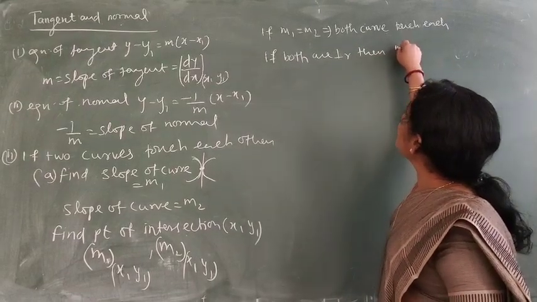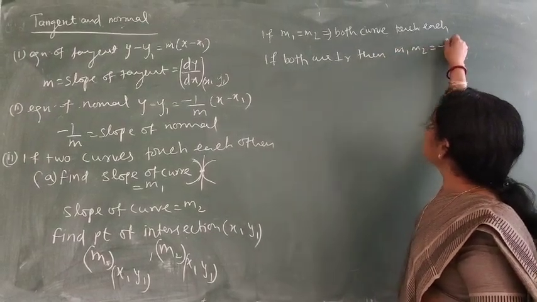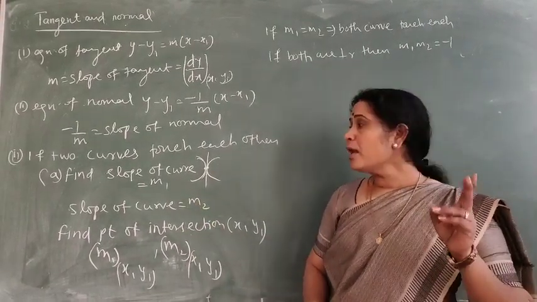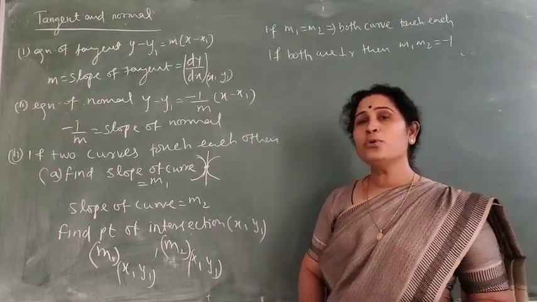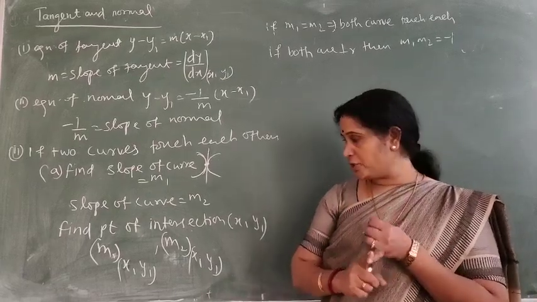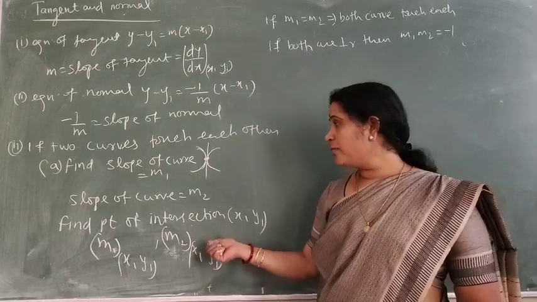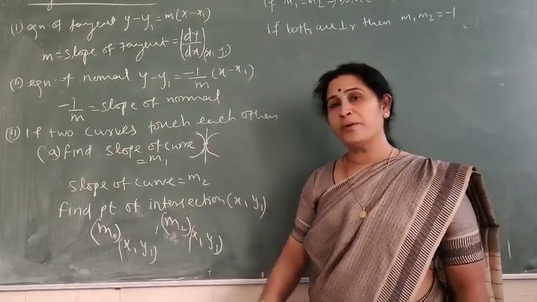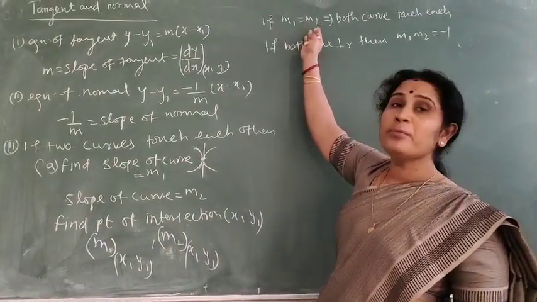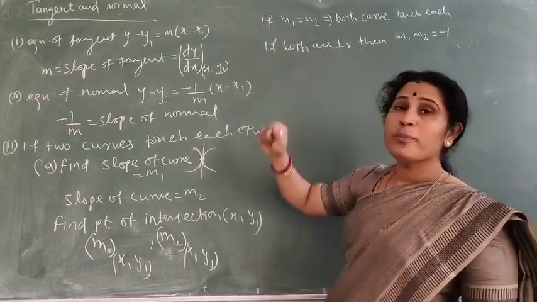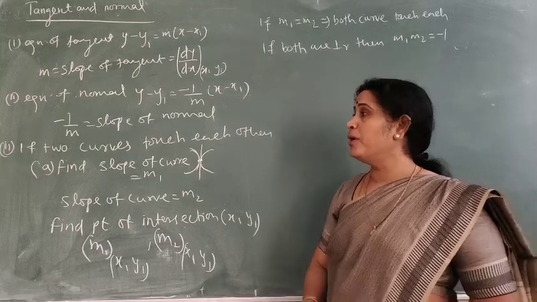In case both are perpendicular, then m1 into m2 equals how much? Minus 1. So once again, if two curves touch each other or are perpendicular, first find the point of intersection, x1, y1. Then find the slope of the first curve and the slope of the second curve at x1, y1. If m1 equal to m2, then both curves touch each other. If m1 into m2 equal to minus 1, then both are perpendicular.